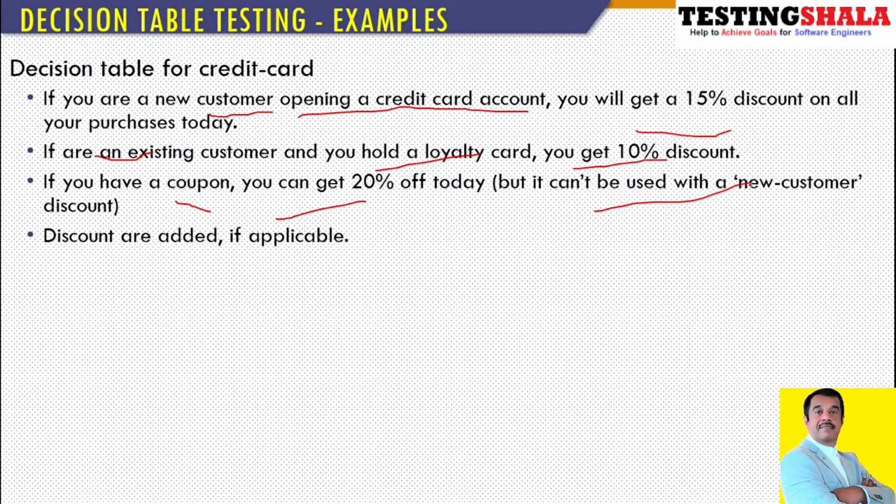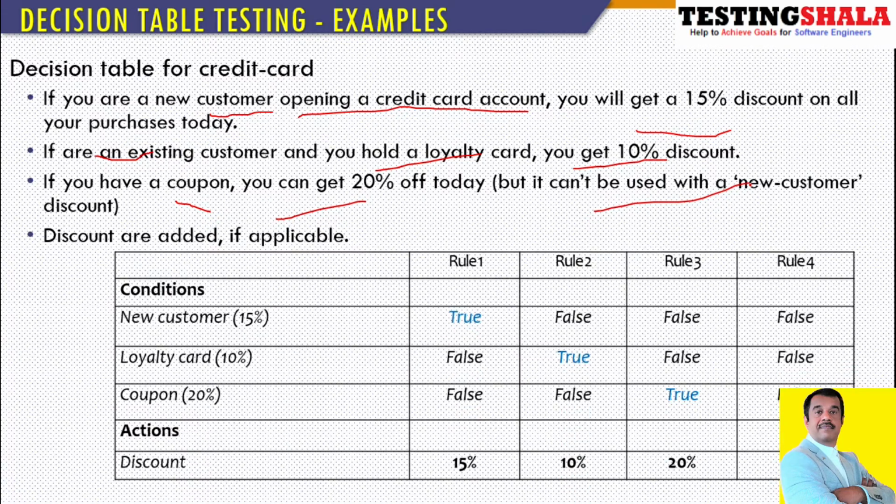These are the various conditions, or various rules, we have. In order to derive the test cases for this kind of rule, we'll have something like this. If you can see, for a new customer it is 15%, loyalty card is 10%, and if he is having a coupon it means 20%. Now this is a rule. If he is a new customer, if the answer is yes, and he doesn't have a loyalty card and doesn't have any coupon code, then he is entitled to get 15% discount.